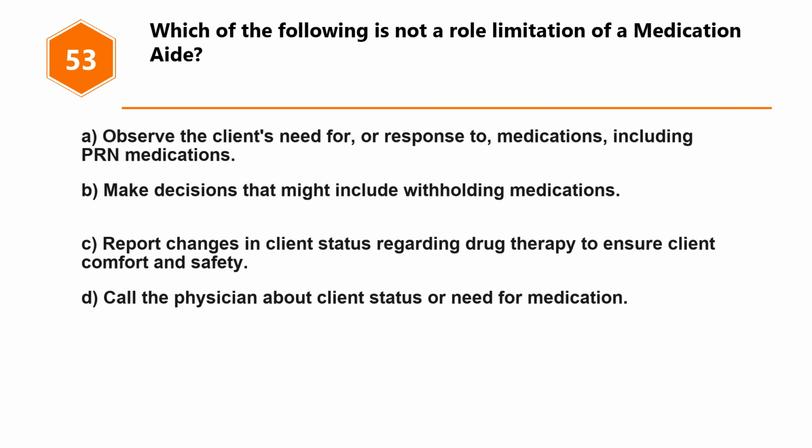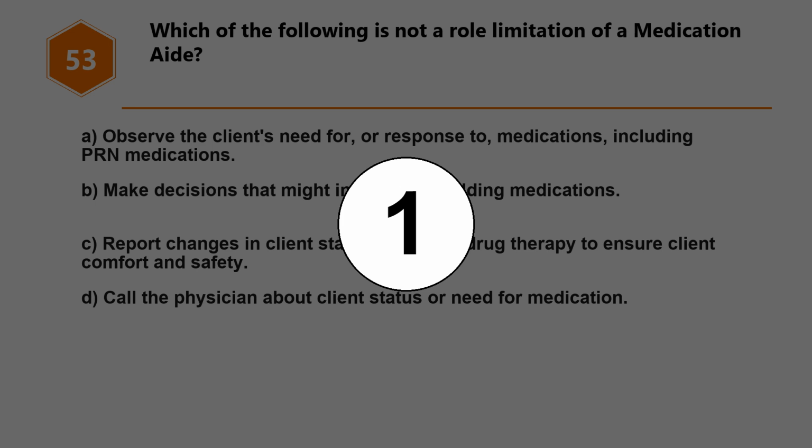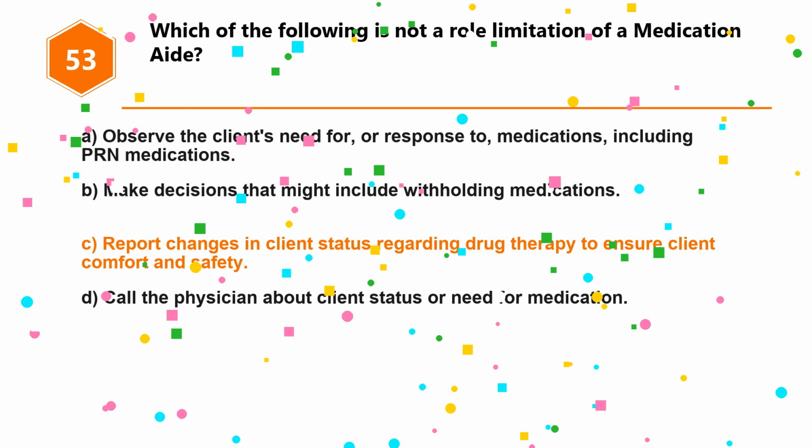Question 53. Which of the following is not a role limitation of a medication aide? Option A. Observe the client's need for, or response to, medications, including PRN medications. Option B. Make decisions that might include withholding medications. Option C. Report changes in client status regarding drug therapy to ensure client comfort and safety. Option D. Call the physician about client status or need for medication. The correct answer is option C. Report changes in client status regarding drug therapy to ensure client comfort and safety.